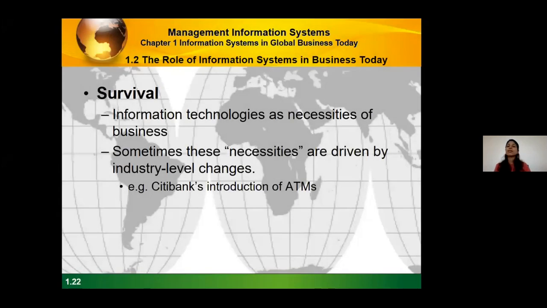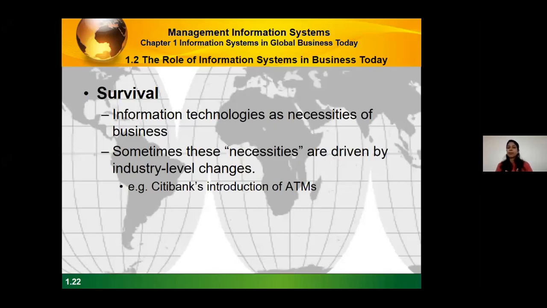And the next one is survival, right? So even to survive in the industry, organizations are introducing these information systems. Information technologies are necessities of business. Sometimes these necessities are driven by industry level changes, right? So sometimes these information systems become necessities for the organization. So it becomes something that is very important or an integral thing within the organization, right?